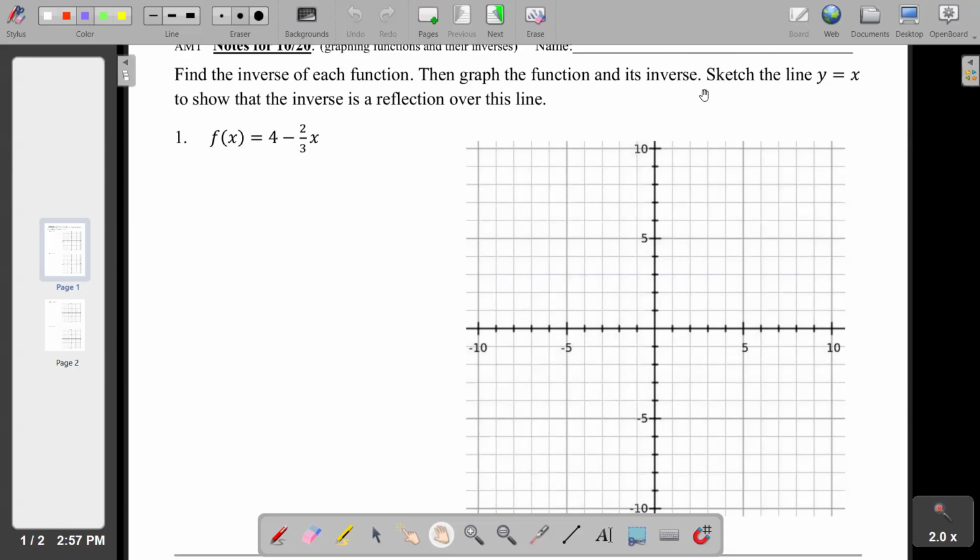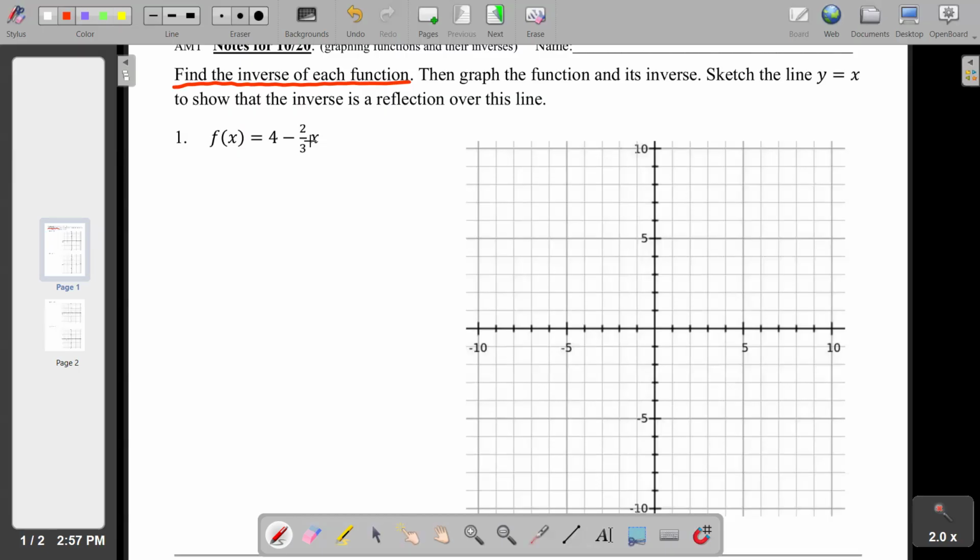It says to find the inverse first and then graph the function and its inverse. And then we're going to sketch the line y equals x to verify that they are in fact inverses. So there's a lot going on here today. Let's start with what the directions say first, and that is to find the inverse of each function. So in our first one here, what are we going to do? I know it's a little bit from the past, but how do we start the process?